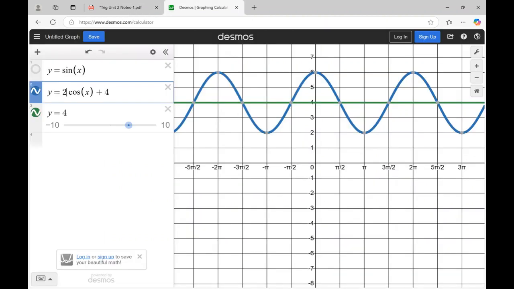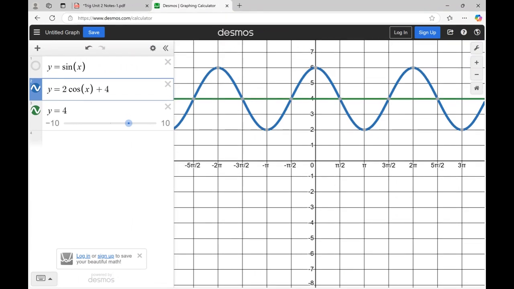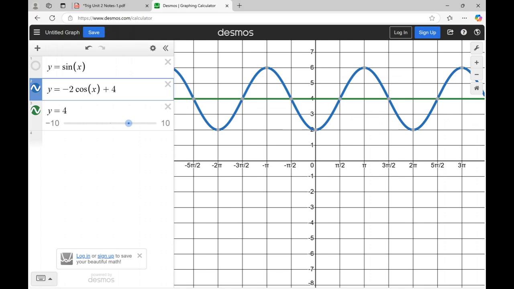amplitude. So if we go back over to this picture, and we change this 2 from a positive 2 to a -2, notice that the highs are still at 6 and the lows are still at 2, even though we have flipped the entire graph. So you really want to remember, amplitude is always a positive number that we're adding and subtracting to that center line.